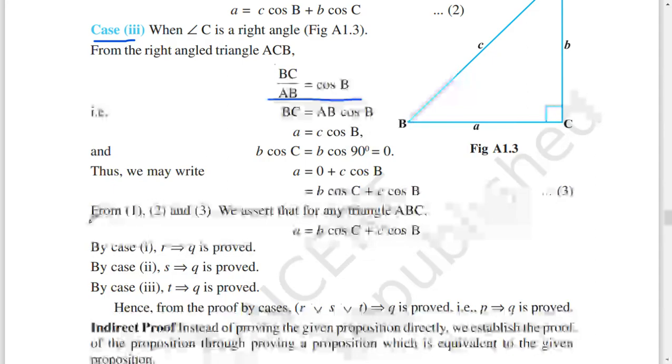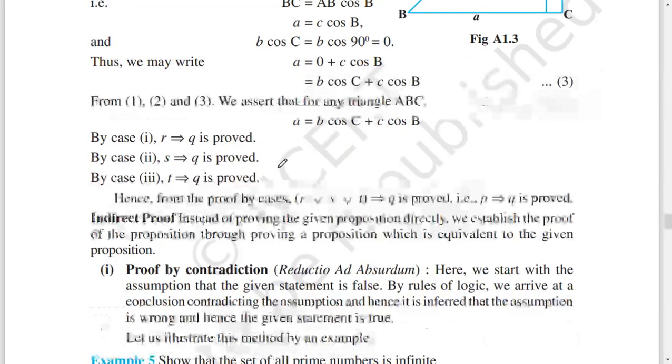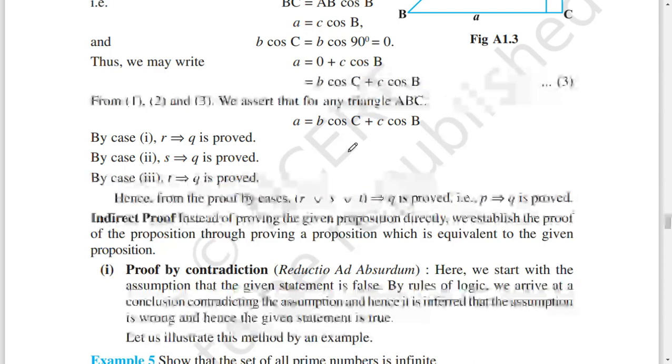From 1, 2 and 3 we assert that for any triangle ABC, a equals b cos C plus c cos B. By case 1, R implies Q is proved. By case 2, S implies Q is proved. By case 3, T implies Q is proved. Hence, from the proof by cases, R or S or T implies Q is proved, that is, P implies Q is proved.